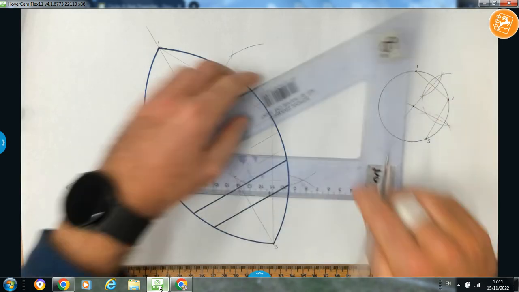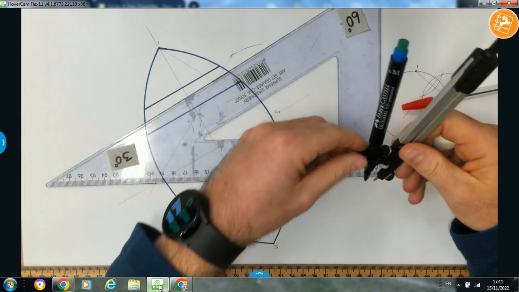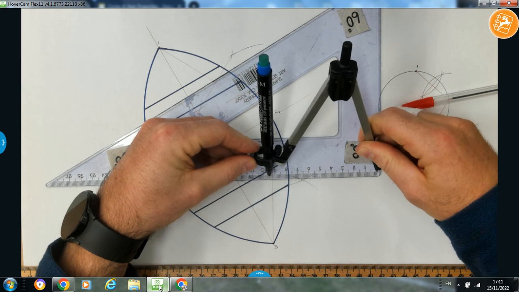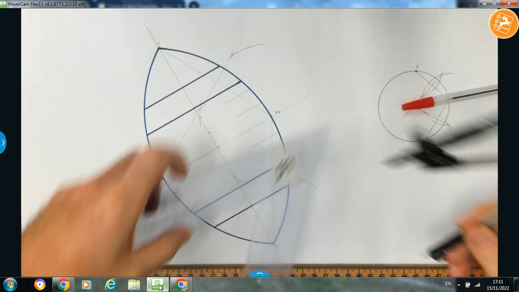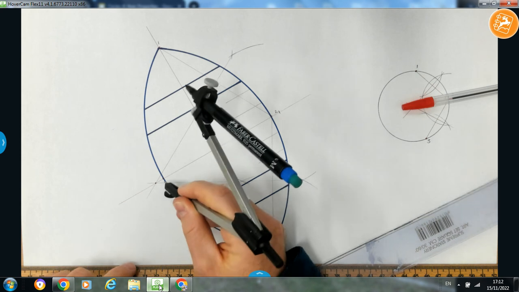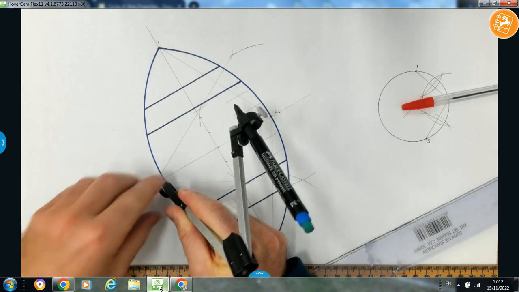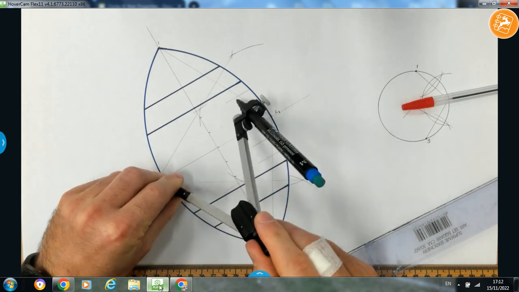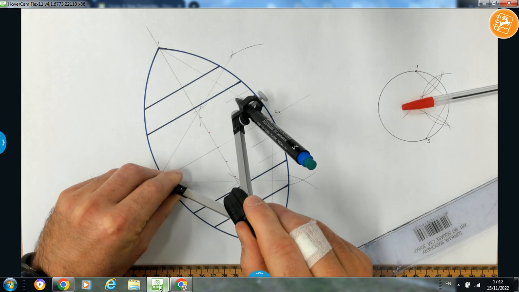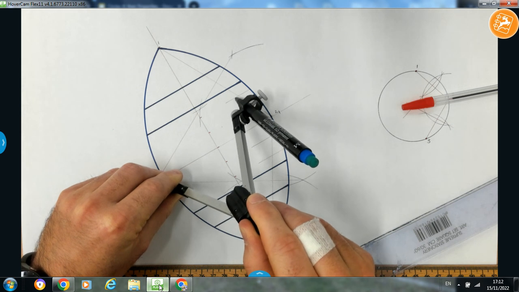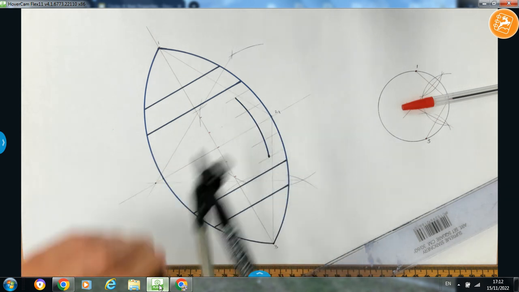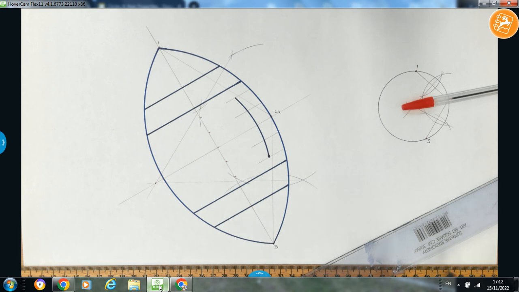Now what I'm going to do next is get 95 on the compass, so 0 as far as 95 there. Happy with that. So that's 95 on the compass. Come down to this point right here, and I'm going to swing an arc to cut between this line here and all the way out to this one. It's going to be right on it. There we go, so there is the stitching line.